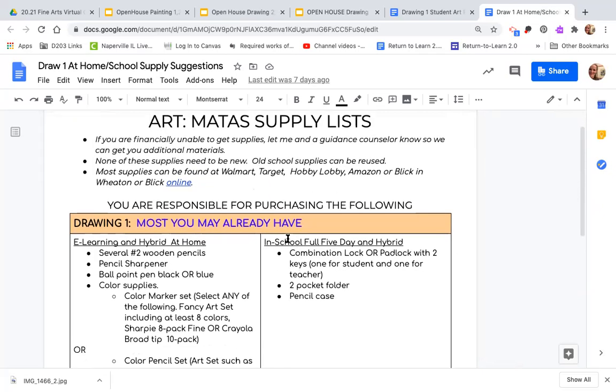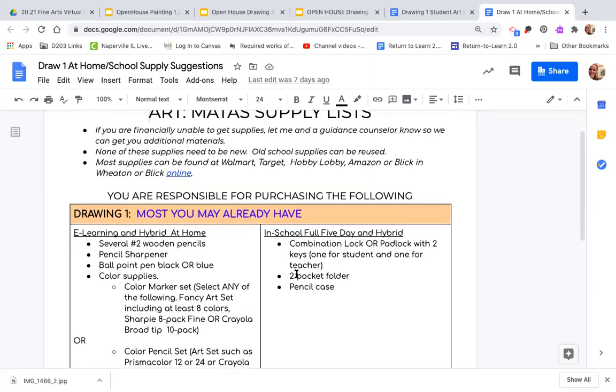And then as we move into in-school, we will need a combination lock, a pocket folder, and a pencil case. I actually think the pencil case would probably be a good idea even at home, just to keep their things organized. But you can see almost all of these things are really not necessarily art supplies.